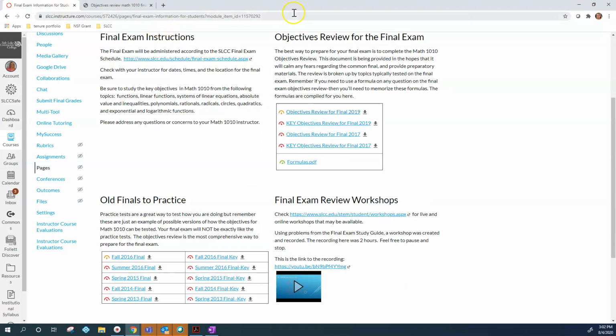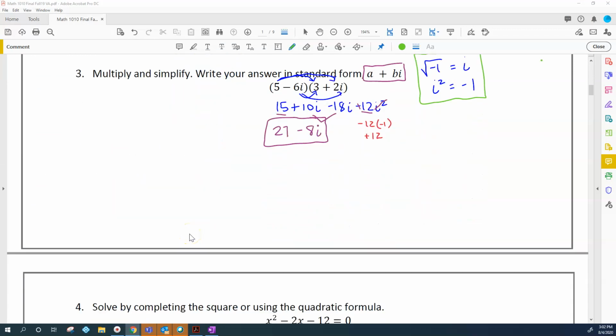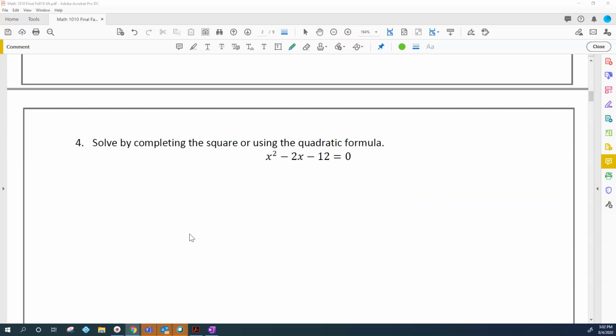Remember, you only get one sheet, one side, right? And you'll be uploading that with your work also. Okay, let's look at the next one here.